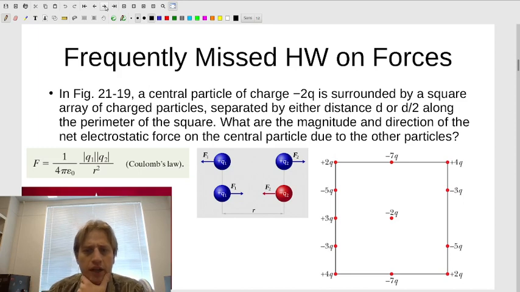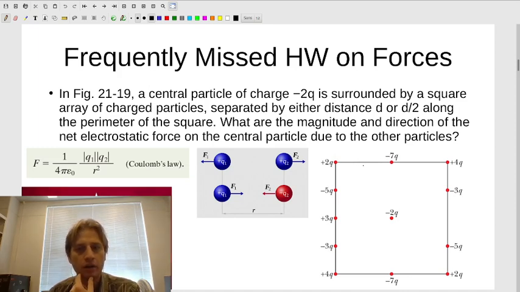So I was grading homework and I noticed a particular problem that had a lot of wrong answers. And this was from the very first homework. It was just about Coulomb's law, so I want to make sure that we're all on the same page. It says in this figure we've got a particle of charge 2q, that's this one in the middle, surrounded by a square of charged particles at either distance d, so that would be like these two particles, or d over 2, so that would be like those two particles, along the perimeter of the square.